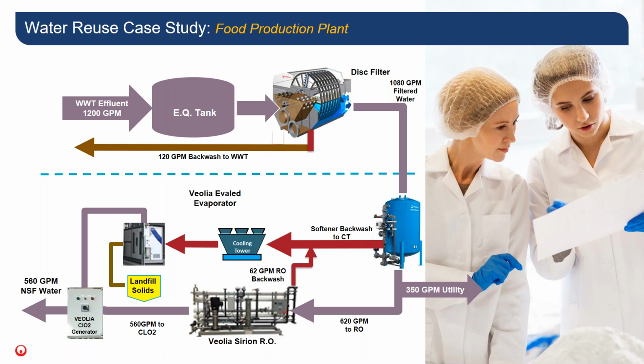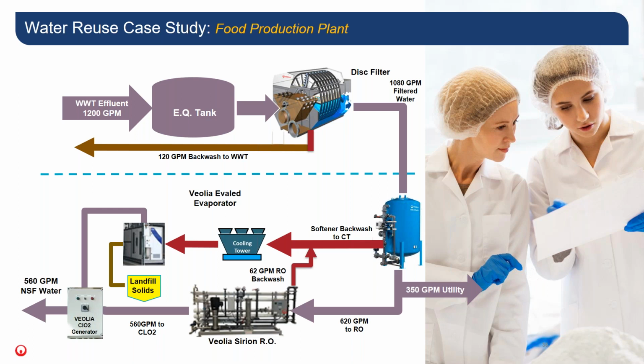At that point, 350 gallons per minute of that water could be sent to the utility areas for use in the boiler house upstream of their RO units. The remainder of the water, the 620 gallons of the softened water, was sent as pre-treated water to a RO unit, which was then sent through a chlorine dioxide generator and back to the plant as non-contact NSF quality sterilized water.